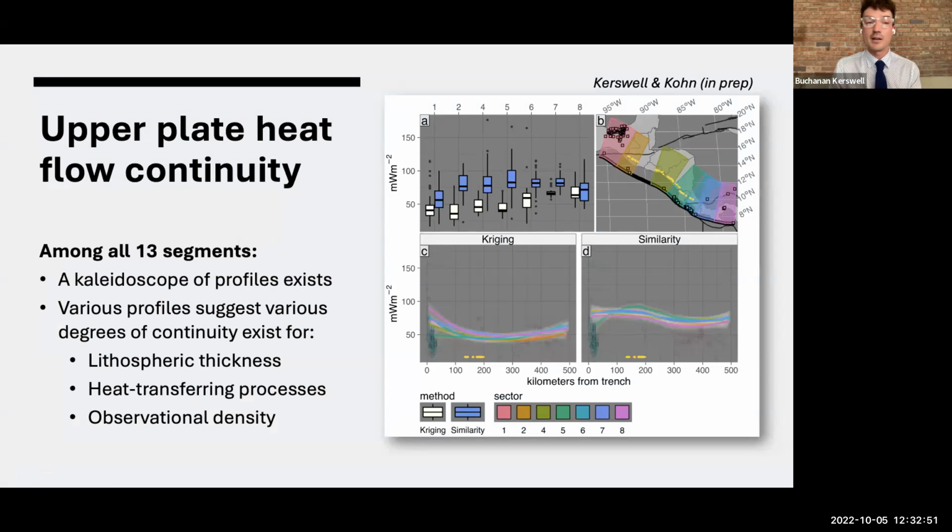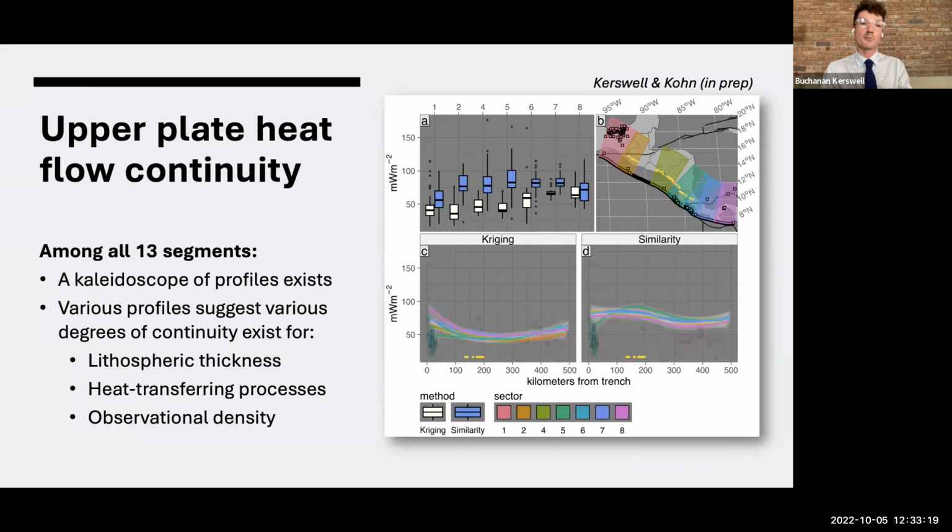Now, going to the distribution of surface heat flow in the upper plates, our goal is to understand how the heat flow is distributed along strike and perpendicular to the trench in the upper plate, so that we can get some sense of the thickness of the upper plate, so we can get some sense of the distribution of coupling depths.